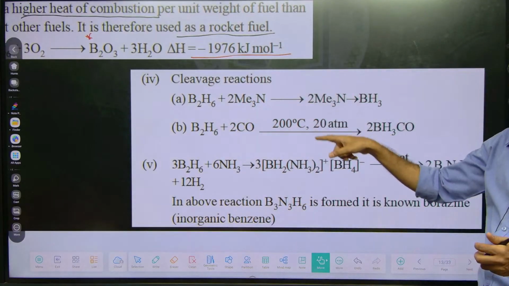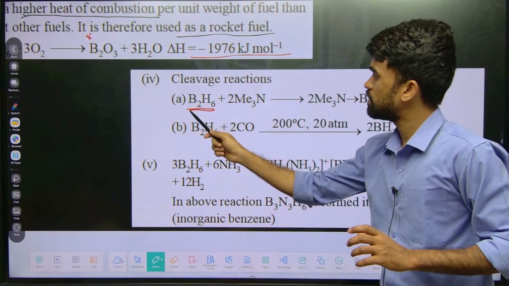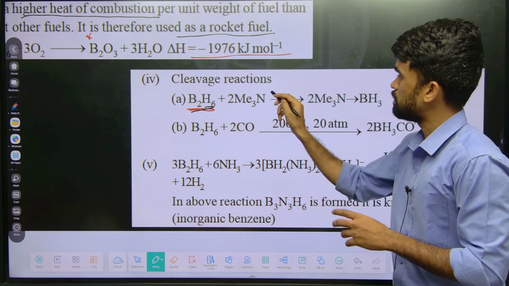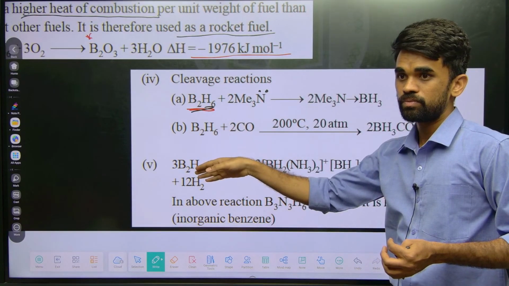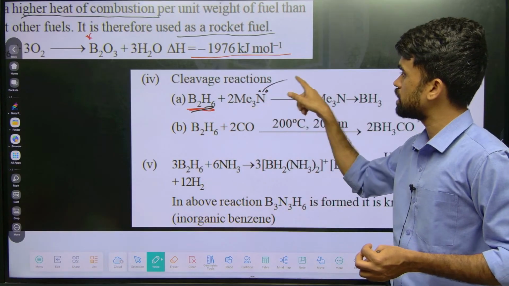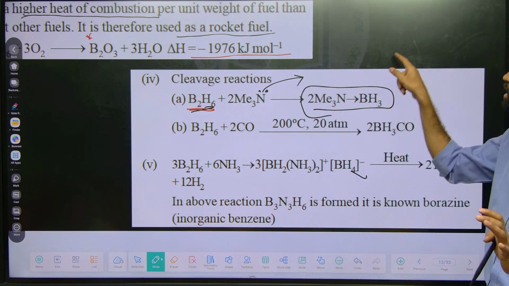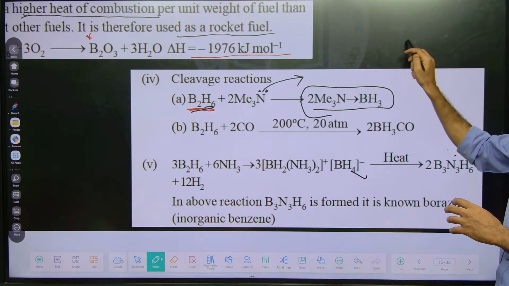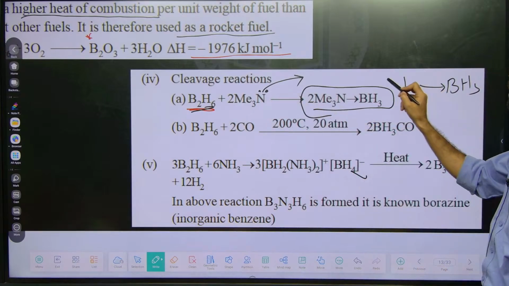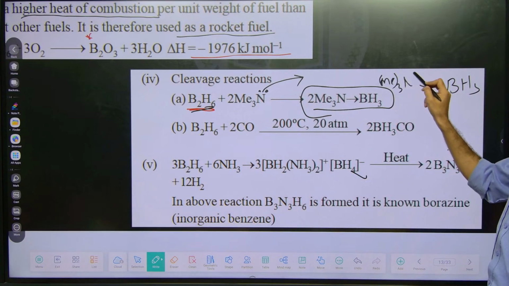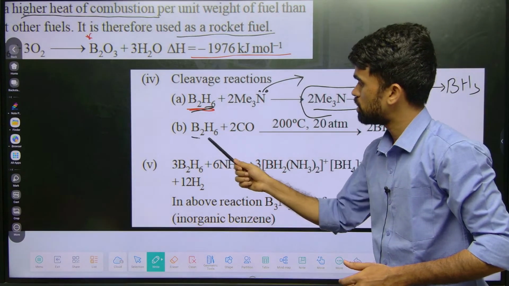This reaction is again important. The first one, diborane with trimethylamine. Trimethylamine has a lone pair of electrons, so it breaks the molecule into two equal halves, BH3 units, and to each BH3 unit it provides these two electrons. A complex like this is formed. Easy to remember: diborane breaks into two equal halves like BH3 units and attaches trimethylamine. How many will it be? 2.